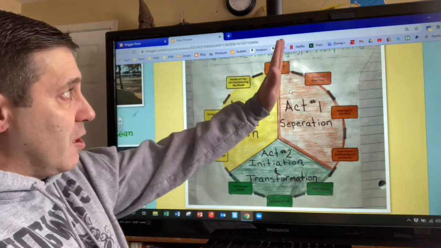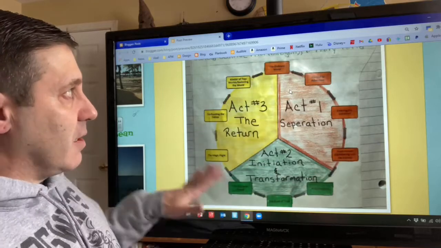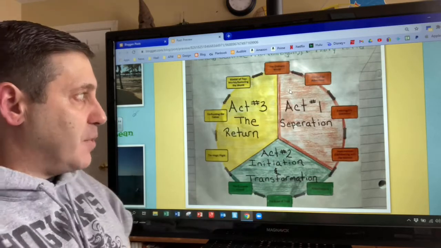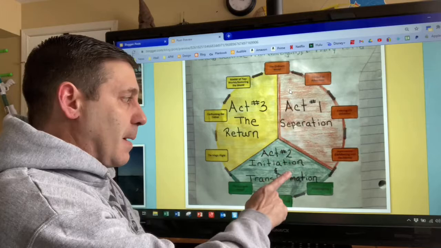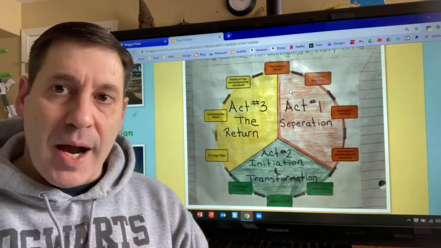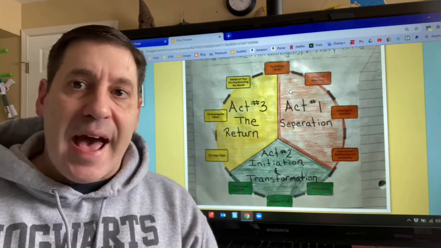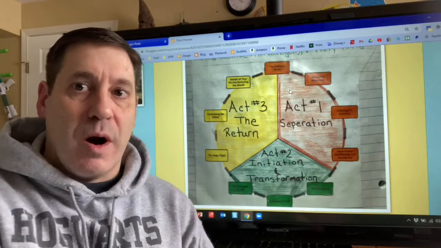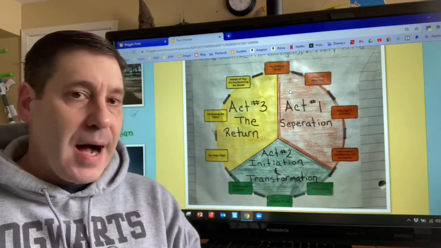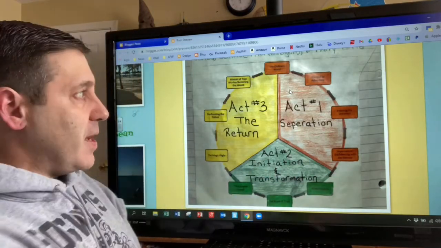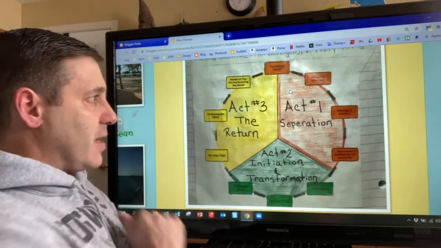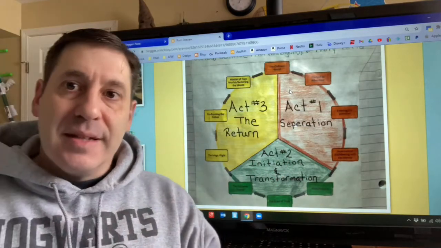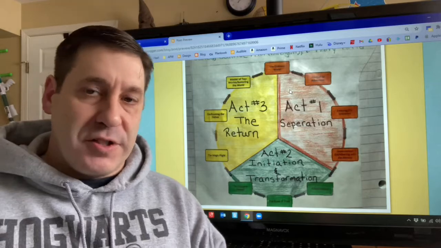So if we start at the very top, think of it as a clock. We start at the very top. You're going to notice first that it's broken up into 3 sections. All right, we call each of these an act. Just like we have Act 1 and Act 2 in a play, in the hero's journey, we have Act 1, Act 2, and Act 3. Let's focus on Act 1 first.